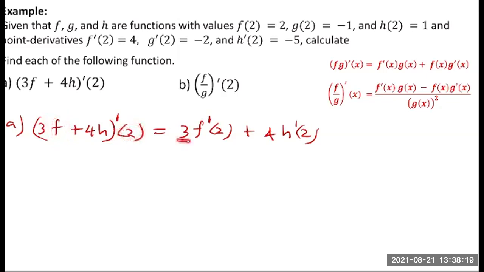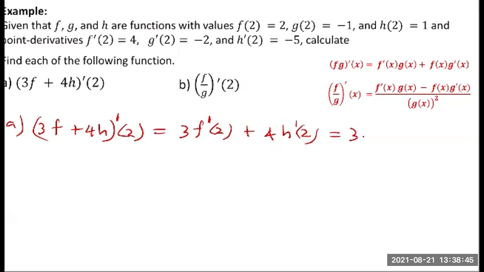Okay, so that is 3 times f prime of 2 plus 4 times, this is again a constant, you just take the derivative of this function h, that is the constant multiple rule, right? If you have multiplication of a constant and a function, you leave the constant as it is, take the derivative of this function, h prime, which is at 2. So you have h prime of 2.